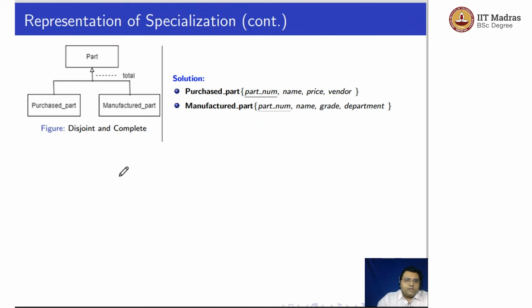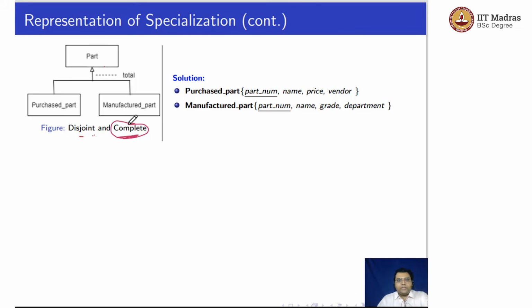Okay. Now considering a scenario which is of complete type, so along with complete it is also disjoint. But this complete thing is especially significant because the same kind of situation we need to consider whenever it's overlapping and complete also. Now, a part entity can be a purchased part or it could be a manufactured part, right? Disjoint means they cannot be both manufactured and purchased. They have to be either purchased or manufactured. They cannot be both, right?